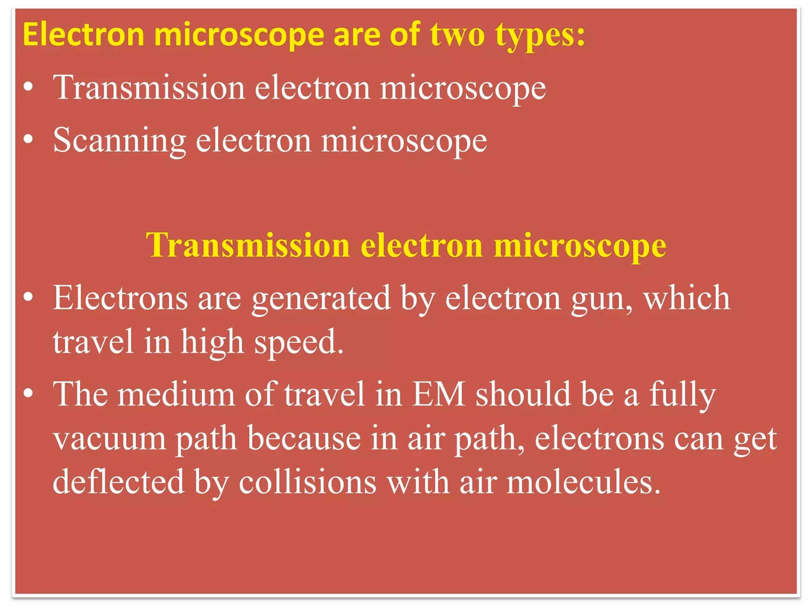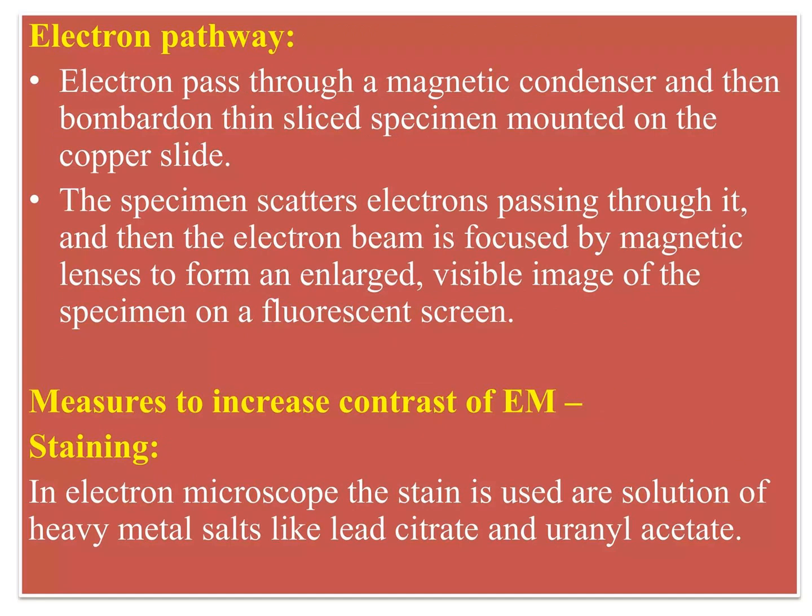Transmission electron microscope. Electrons are generated by an electron gun and travel at high speed. The medium of travel in an electron microscope should be a full vacuum path, because in an air path electrons can get deflected by collisions with air molecules. Electron pathway: electrons pass through a magnetic condenser and then bombard a thin slice of specimen mounted on a copper grid. The specimen scatters the electrons passing through it, and then the electron beam is focused by magnetic lenses to form an enlarged visible image of the specimen on a fluorescent screen.